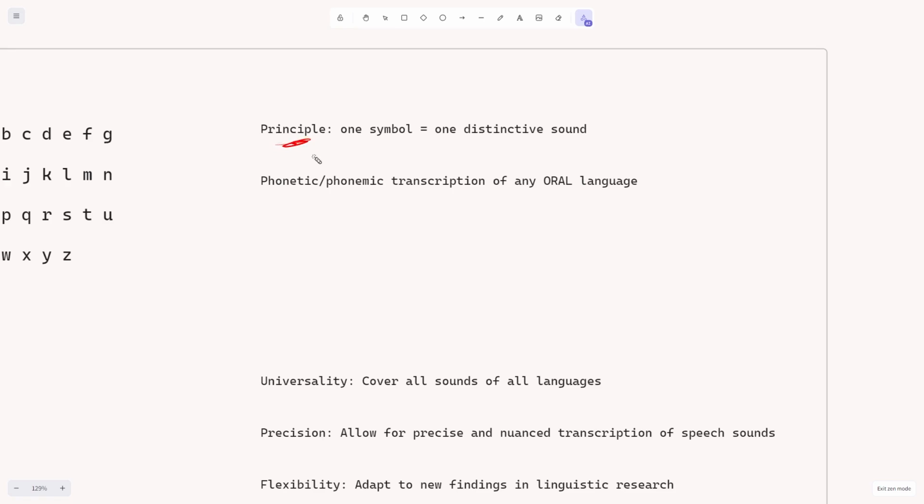The main principle behind the IPA is that one symbol represents one distinctive sound, and it's used for phonetic and phonemic transcription of any oral language, so only for spoken languages, not for example sign languages. What phonetic and phonemic transcription are, we will talk about later in the video.